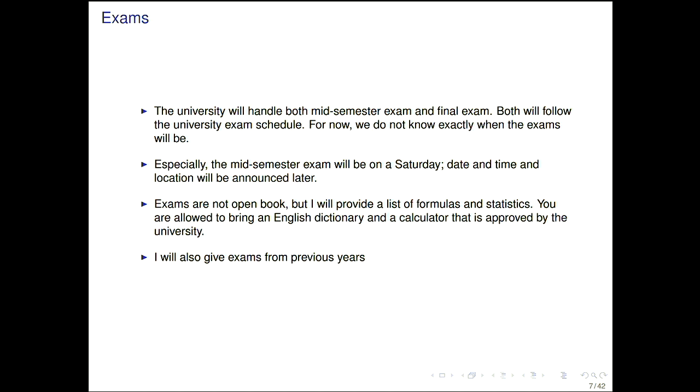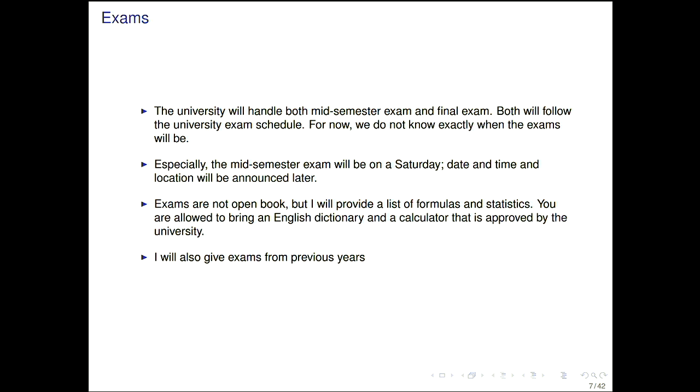Okay. So I discussed this already, and yeah, exams are not open book. So you are not allowed to bring textbook and lecture notes, things like that. So you just bring your pen. Ideally, it has to be it. But you are allowed to bring your calculator and English dictionary, but those things have to be approved by the university. Some calculators are approved by the university, but not all. So you need to check whether your calculator is approved by the university before the exam.